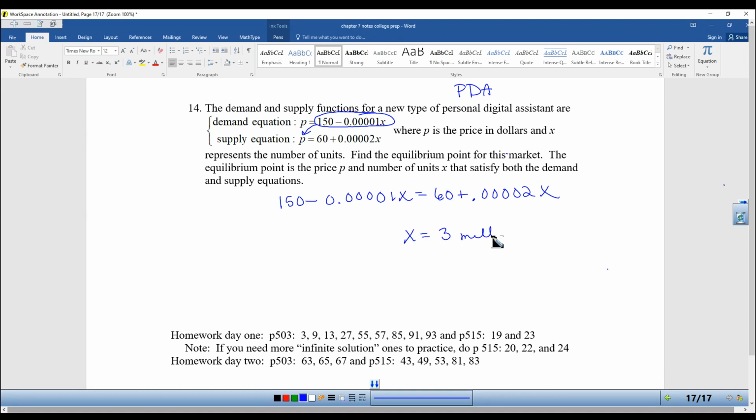The answer is 3 million. So remember, that represents the number of units. And then they still want the price. So if you plug 3 million in for X, then the price will be $120, which, by the way, back in the early 2000s, people thought that was outrageous. And now what are you guys paying for phones? $800,000 for your iPhones. So we've changed a lot since then.